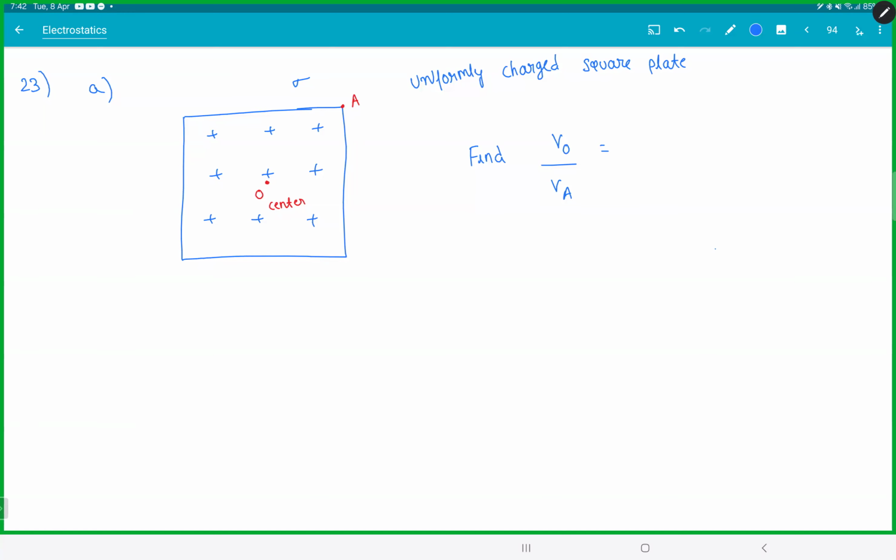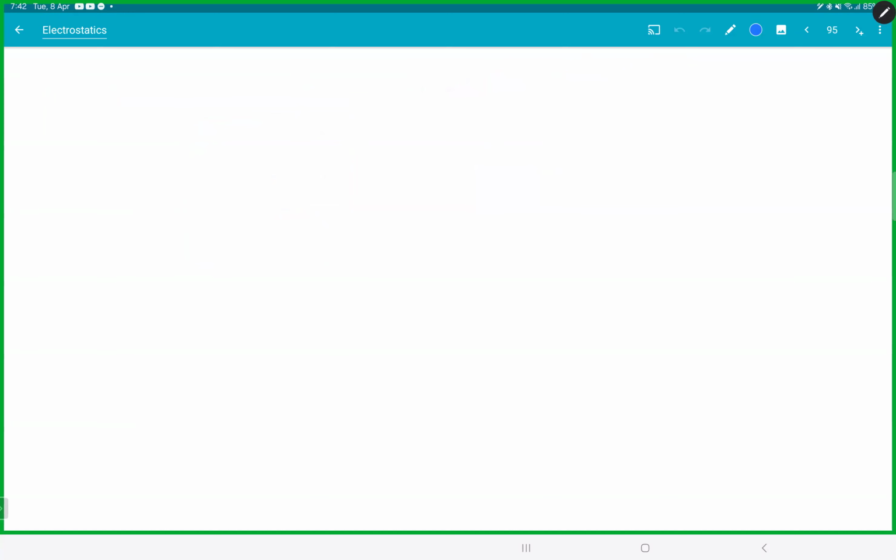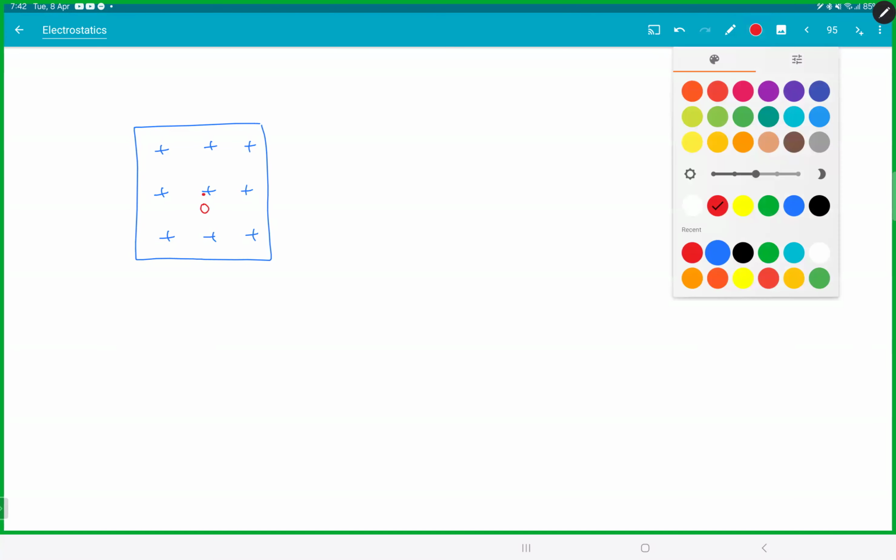Let me help you with this. Listen, I'll show you one. Now, this square plate, it actually doesn't matter. You take any random shape. Can I say, by symmetry, the potential at the center here, I know there is still some symmetry here.